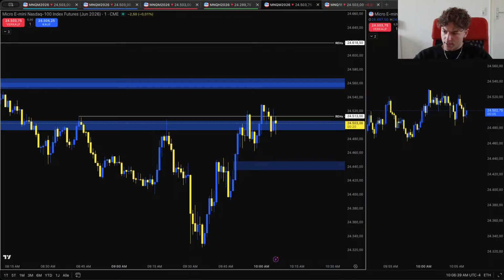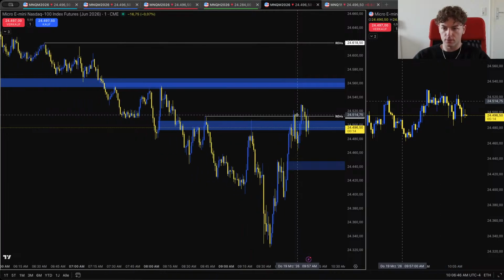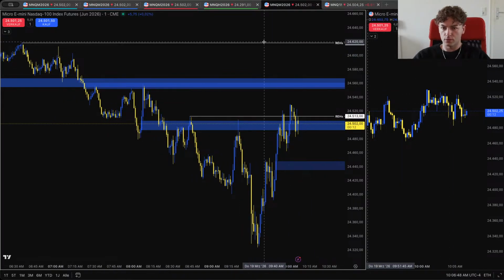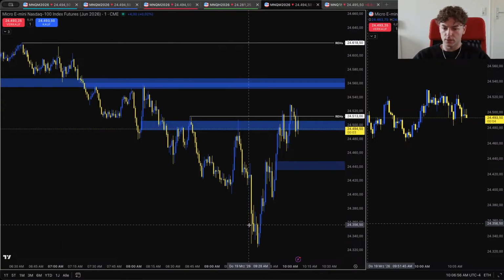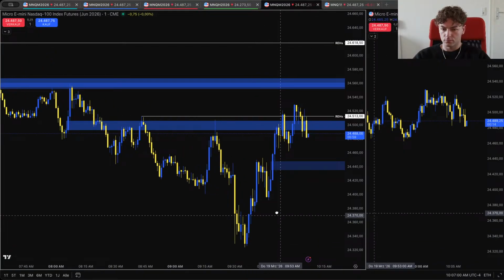Still waiting for the market structure shift, or maybe a full gap closure, taking out relatively equal highs here. That would also be pre-market high.